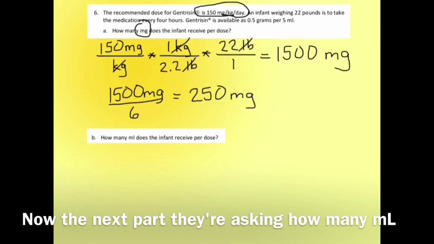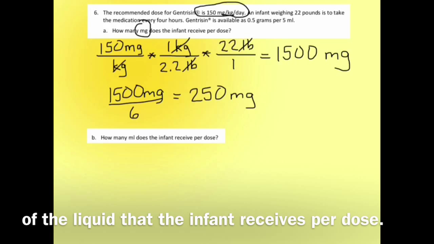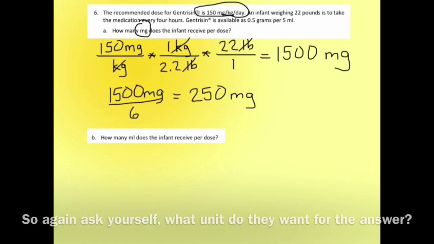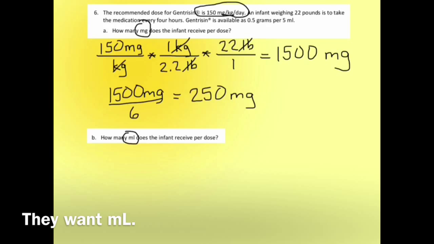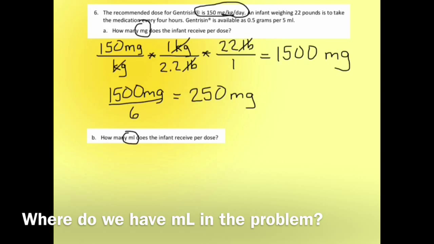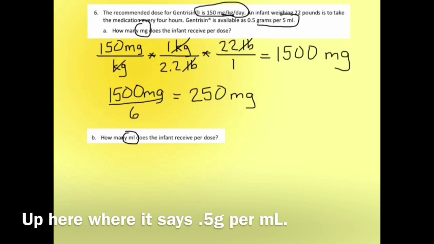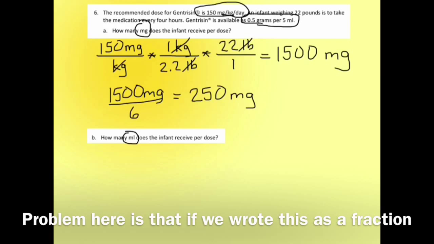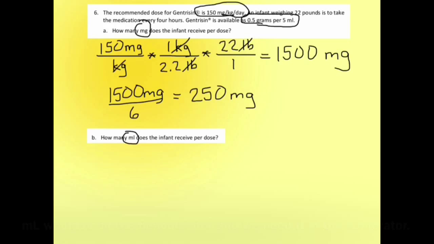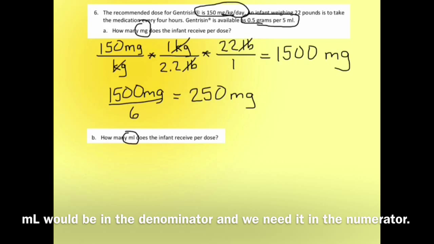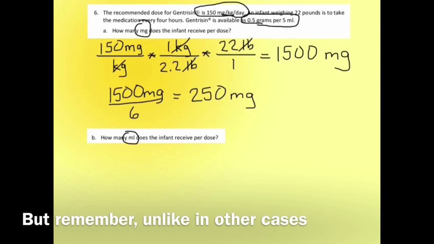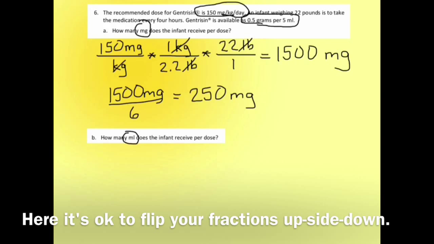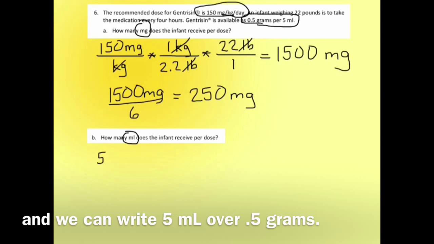Now the next part, they're asking how many milliliters of the liquid that the infant receives per dose. So again, ask yourself, what unit do they want for the answer? They want milliliters. Where do we have milliliters in the problem? Up here where it says 0.5 grams per milliliter. The problem here is that if we wrote this as a fraction, milliliters would be in the denominator, and we need it in the numerator. But remember, unlike in other cases, here it's okay to flip your fractions upside down, and we can write 5 milliliters over 0.5 grams.